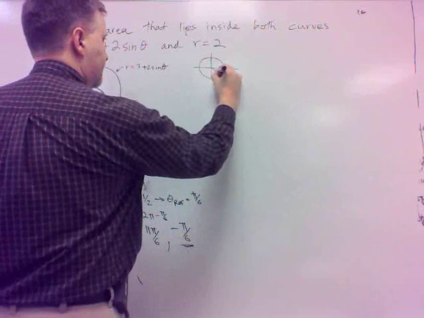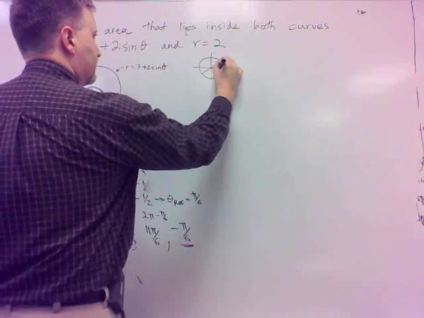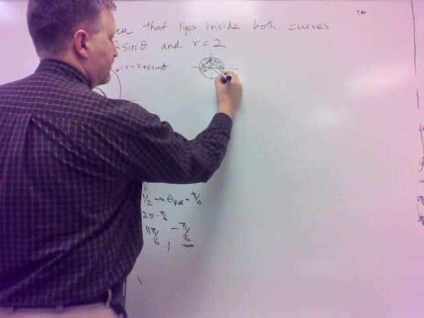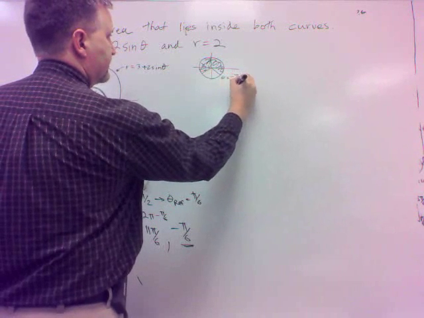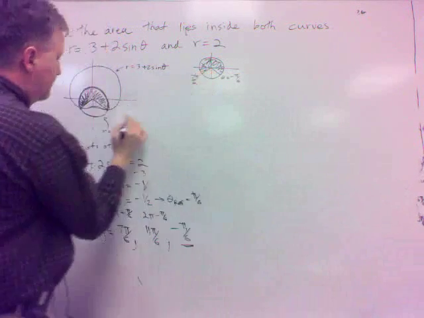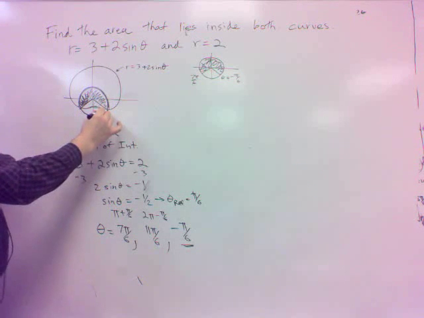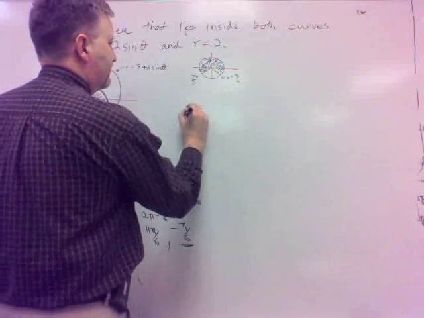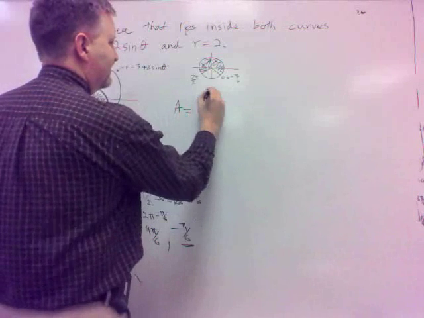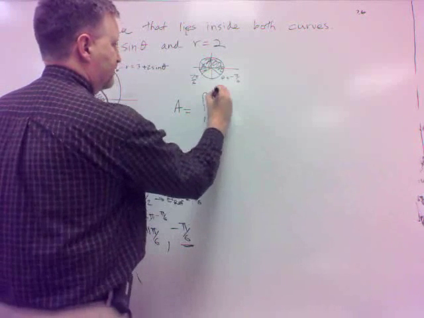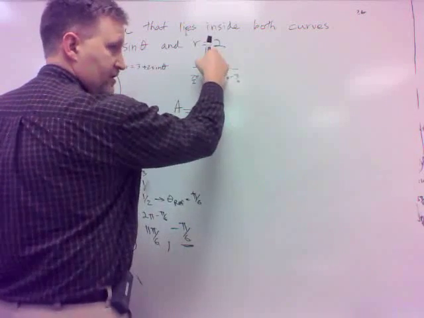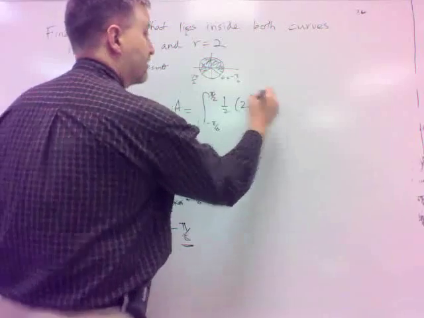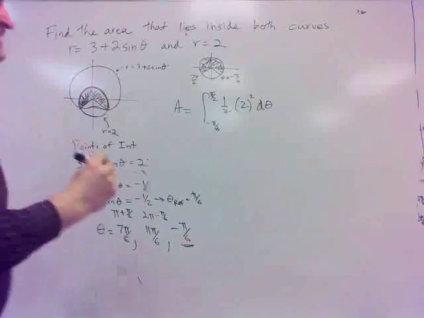So it'll go from here around to here. I'm going to go from theta equals negative pi over 6 to 7 pi over 6. That would be the quadrant 4 angle. Also could say is negative pi over 6. Yeah. Okay? So that area would be the integral from negative pi over 6 to 7 pi over 6 of this curve. So it's 1/2 r squared d theta. That's going to be nice, at least.